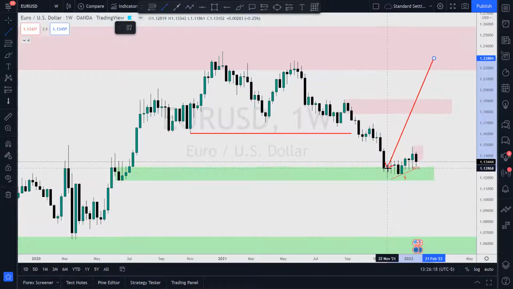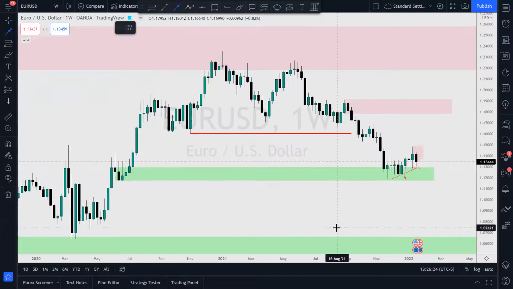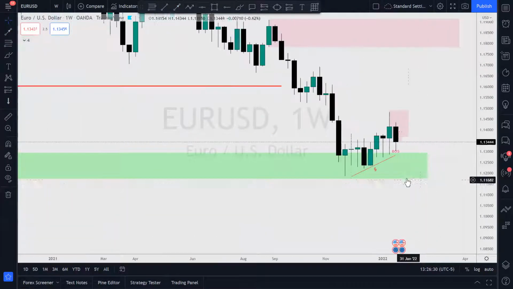One of the ways I look at that is, let's just go in here. You see how far into this demand zone price went? This is a mitigation. This is the first mitigation. There's a second mitigation. There are no more orders in here. This thing is going to give way.